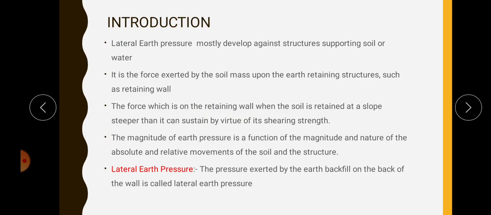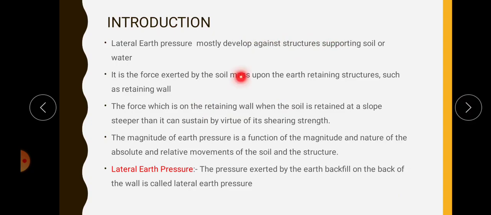So, lateral earth pressure mostly develops against structures supporting soil or water. It is the force. So, what is meant by lateral earth pressure? It is the force exerted by the soil mass upon the earth retaining structure such as a retaining wall. That is known as lateral earth pressure or earth pressure.